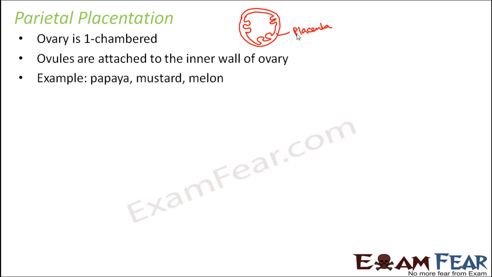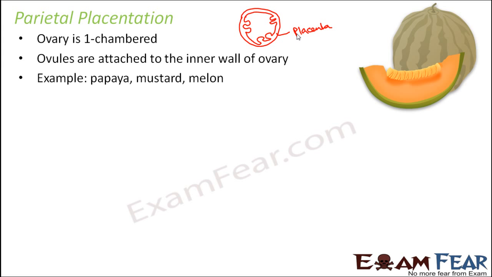So example is papaya, mustard, melon. So look at the picture of a melon, the musk melon. Where do you see the ovules? Here. So the ovules are connected to the inner wall of the ovary. This is the ovary. So this is basically the placenta, the tissue, and then this is the ovule.